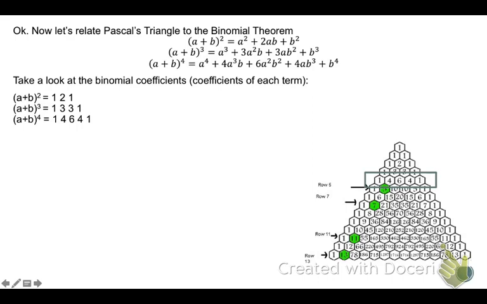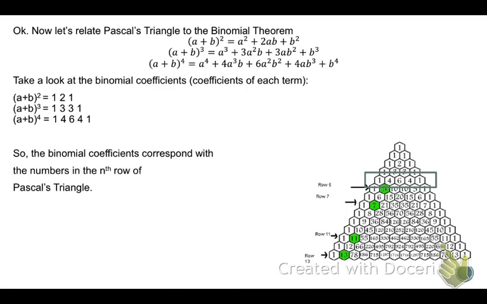See how Pascal's triangle really helps us in the binomial theorem, because it gives us what those n choose k terms are going to be. It tells us what those numbers are. So the binomial coefficients correspond with the nth row of Pascal's triangle.